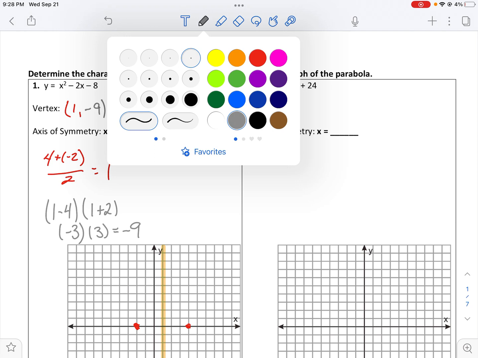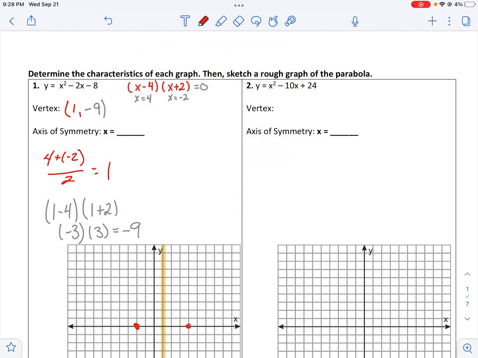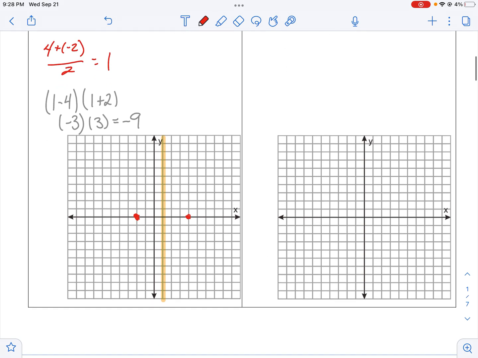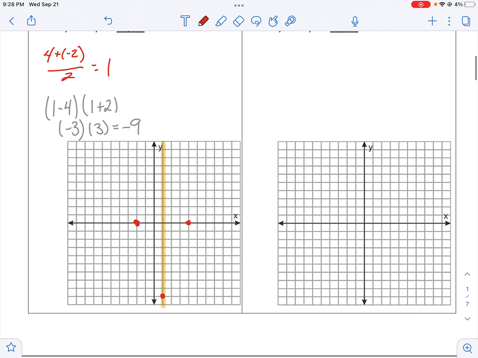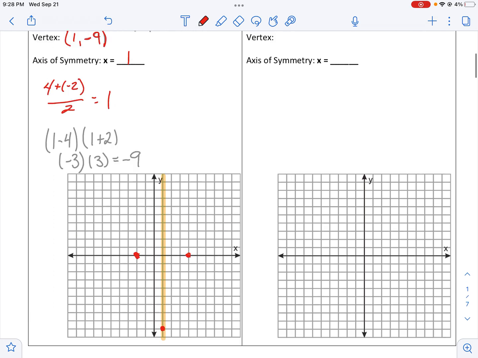To find my axis of symmetry, I need to take the x-coordinate from the vertex, which is just a positive 1. So there's my axis of symmetry at 1. That seems to work out well. 1 comma negative 9. So here what we found is we found our axis of symmetry, our vertex, our two x-intercepts. The last thing you might be asked to find in an Algebra 1 class would be the y-intercept.